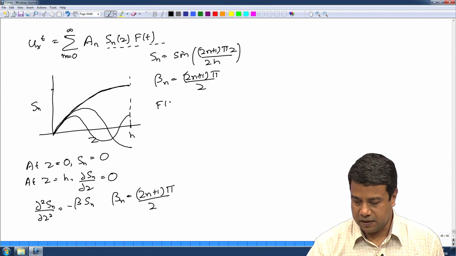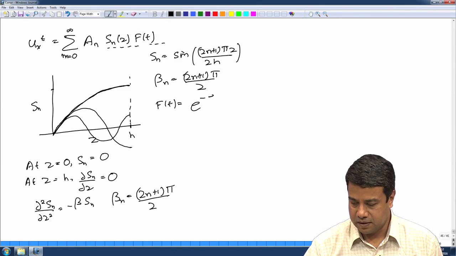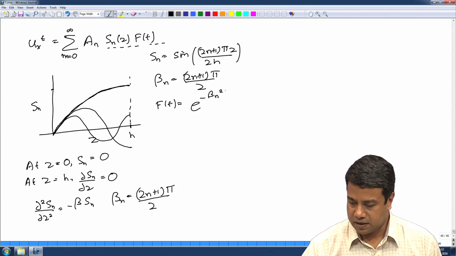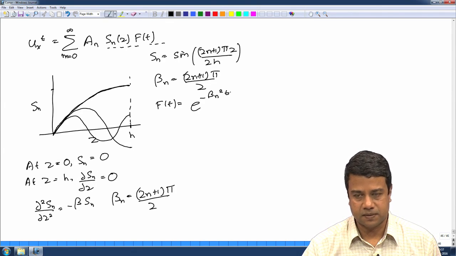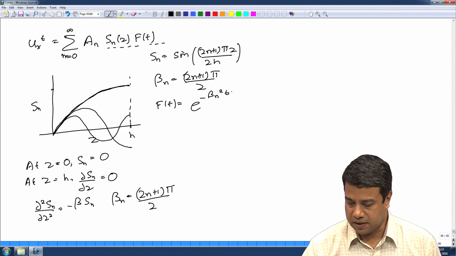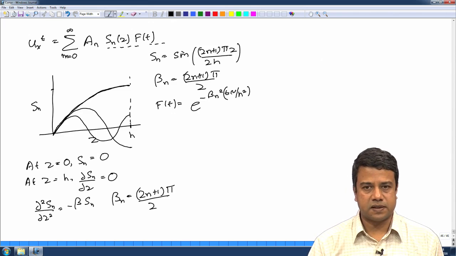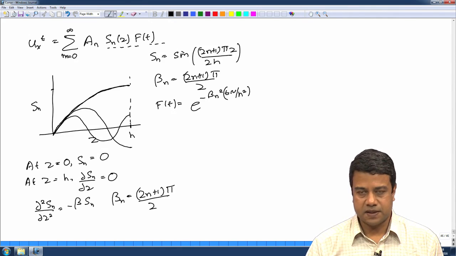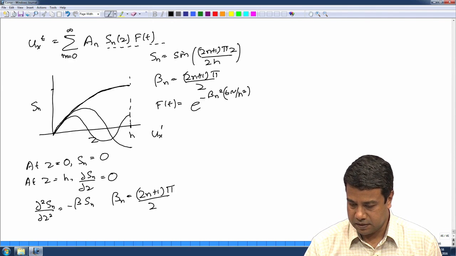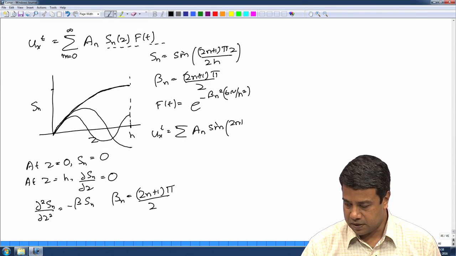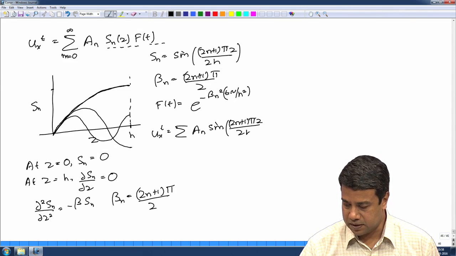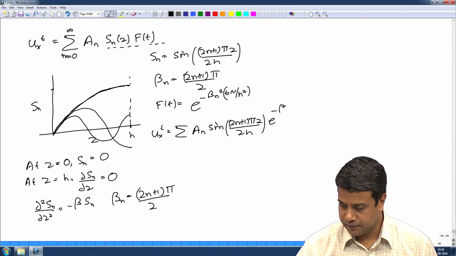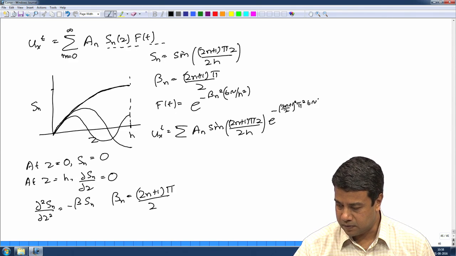And therefore, the function f of t will be equal to e power minus beta n square times t scaled by the viscous time scale. The viscous time scale in this case is going to be equal to the kinematic viscosity divided by h square. So, therefore, I can express this in this form. The basic function that I will get is equal to sigma a n sine 2n plus 1 pi z by 2h, times e power minus 2n plus 1 by 2 square pi square, t nu by h square.